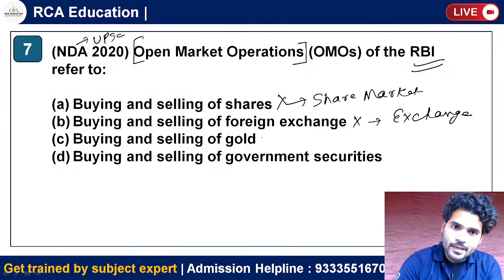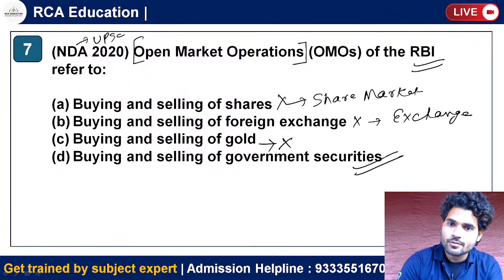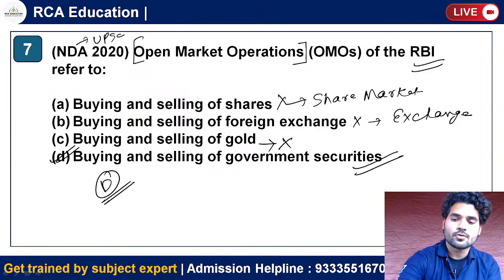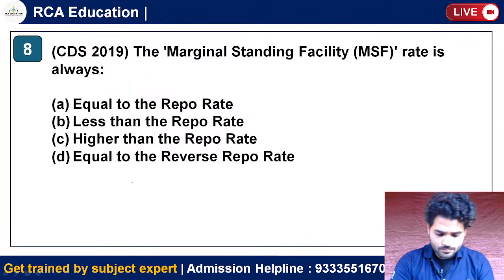Buying and selling of gold? No, it is not the work of RBI. So buying and selling of government securities? Yes, this is the right answer. So option D is the right option here. Okay, clear? Now going ahead.